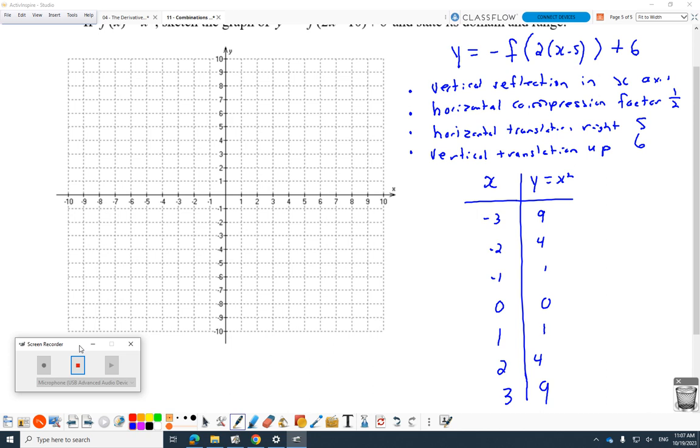Vertical reflection of the x-axis. Is that x values or y values? In your brain, you should be like, okay, vertical reflection of the x-axis, that's this way. That's the y values. So vertical reflection.